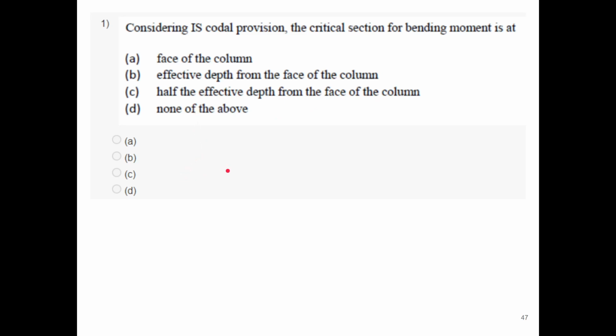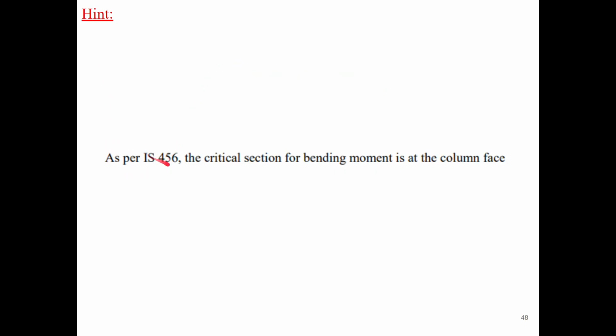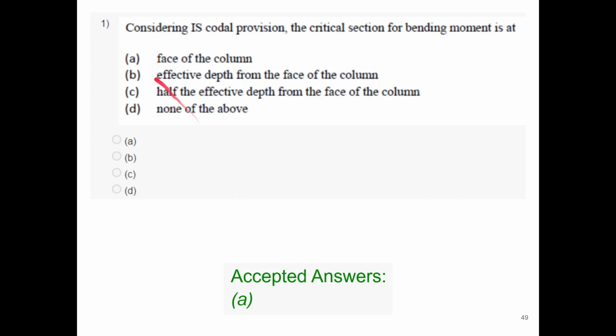So as we have already discussed, the critical section for bending moment is always at the face of the column. Okay, so A is the correct choice. Hint, as per IS 456, the critical section for bending moment is at the column face. So A, face of the column, is the right option.